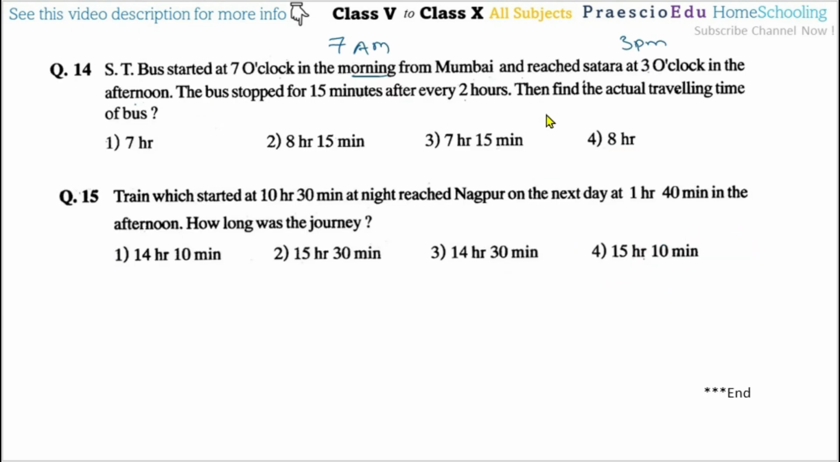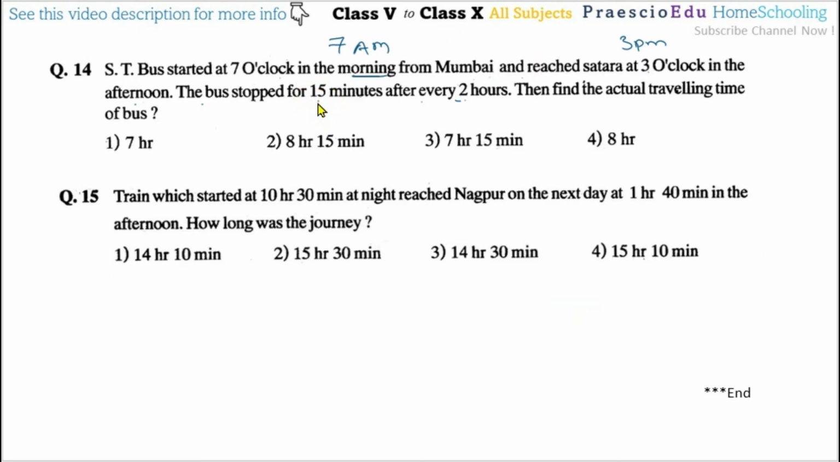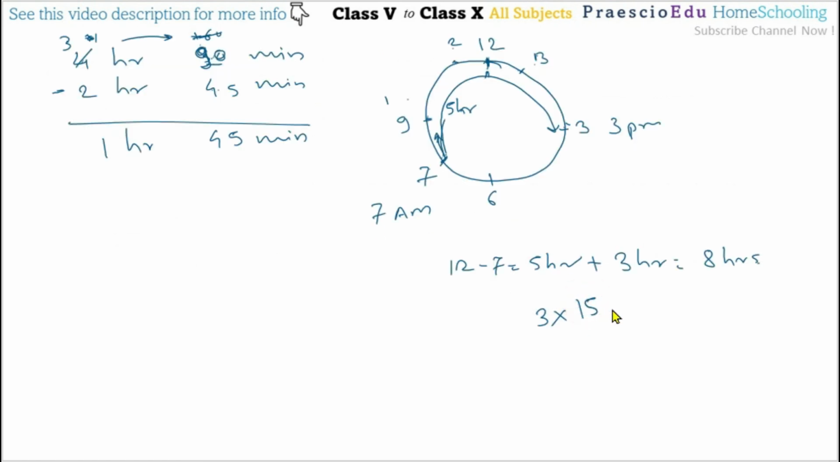But the condition given is that the bus stops for 15 minutes after every 2 hours. So after 7, the first stop; after 9 up to 11, the second stop; after 11 up to 1 o'clock, the third stop, and after this the destination comes. So there are 3 stops. 3 multiplied by the holding time of 15 minutes equals 45 minutes.